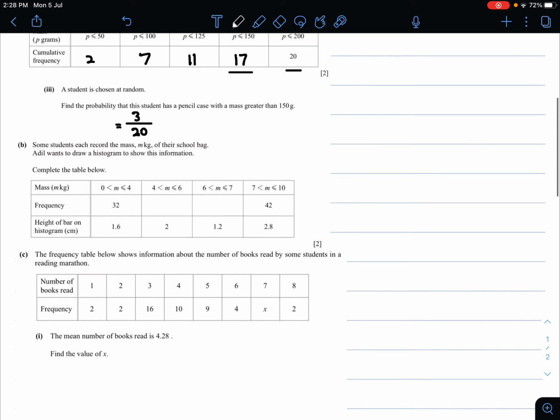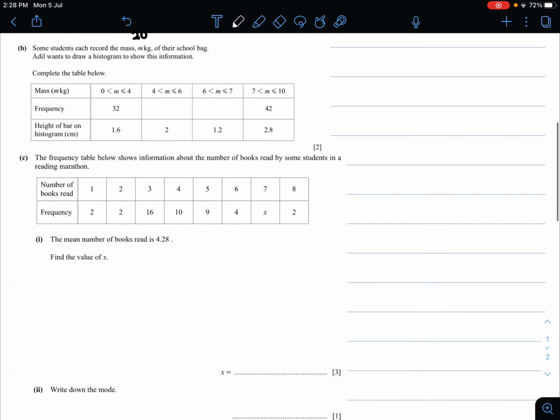Now let's move on to part B. Some students each record the mass m kg of their school bag. Adil wants to draw a histogram to show this information. So as you can see, the height of the histogram has been given to you, and the class width has been given to you. So as you can see, you can find a constant to multiply your height of the bar width to find the frequency.